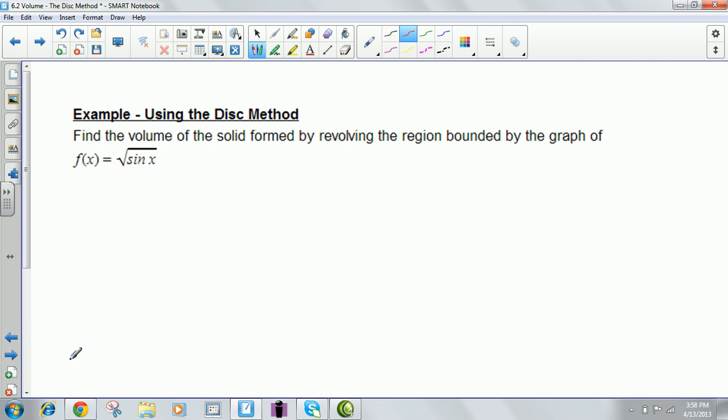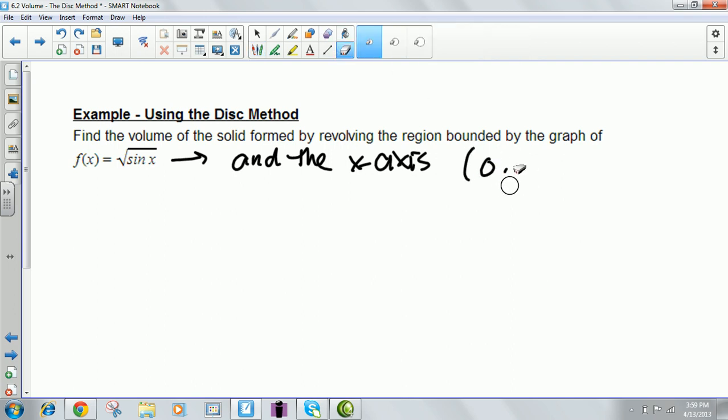Let's try a problem. So again, try this on your own, then come back and see how you did. First thing we're going to do, finish this problem. You should write 'and the x-axis.' Forgot to do that. Because you got to spin it around some axis, and so the axis of revolution in this case is the x-axis. If you graph it, you might have been able to figure this one out, but you're going to go from 0 to pi, right? And that's about the x-axis.